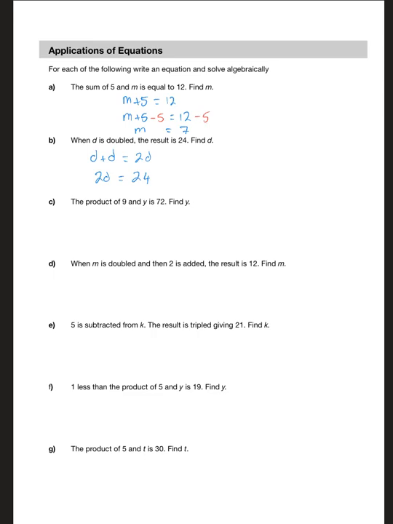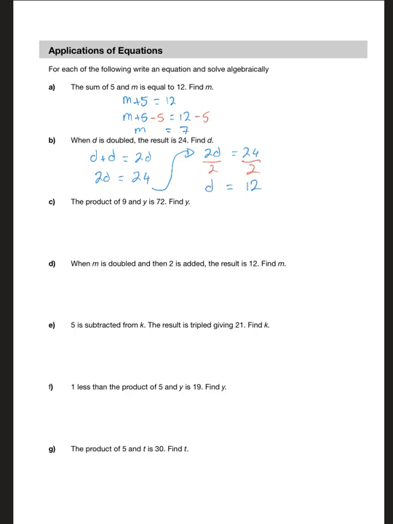We need to undo the 2d, so just bring it here for space. So 2d being equal to 24, to undo the 2d, we need to divide that by 2, and we need to divide that side by 2 as well. So of course we end up with d being equal to 12.